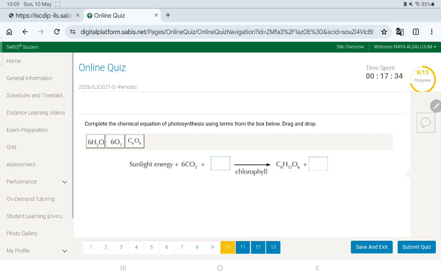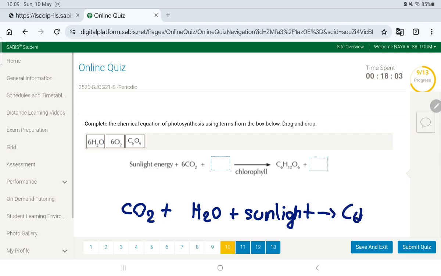Now, complete the chemical equation of photosynthesis using terms in the box below. So, let's write our normal equation. Carbon dioxide plus water in the presence of sunlight, so we can also write plus sunlight as they wrote here. We get glucose. We're gonna start saying glucose from now to get used to it. And oxygen.